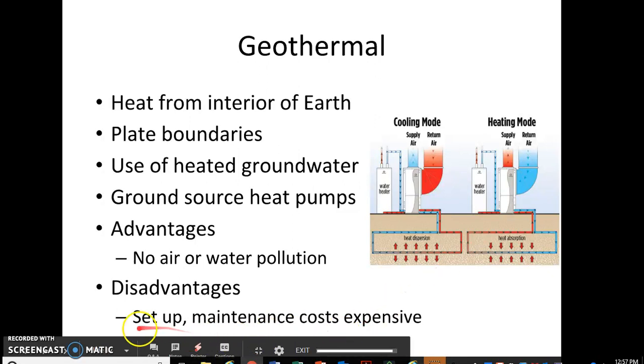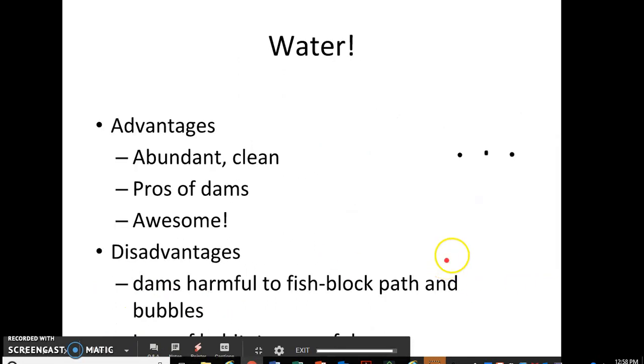But the disadvantage is the setup, and it can be very expensive. So it can't be done everywhere, not for a large-scale power plant. And because you're dealing with groundwater, sometimes the maintenance cost can be expensive because that groundwater might have a lot of minerals in it that can be pretty corrosive to your equipment. So you might have to find that you're replacing pumps or pipes often. So those are the pros and cons, and really the biggest con is that setup. It's just not possible everywhere on a large scale.